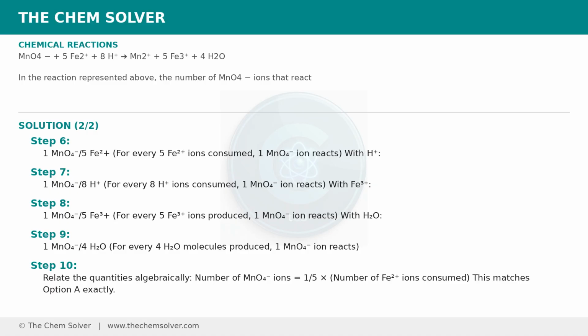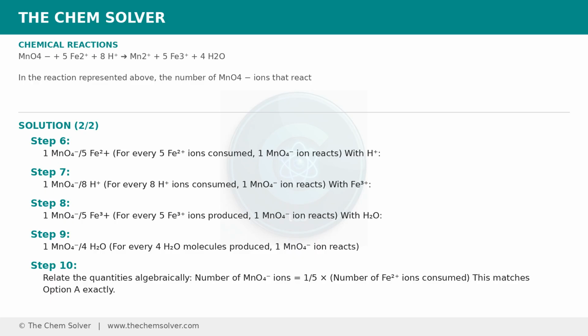With H⁺: 1 MnO4⁻ over 8 H⁺. For every 8 H⁺ ions consumed, 1 MnO4⁻ ion reacts. With Fe³⁺: 1 MnO4⁻ over 5 Fe³⁺. For every 5 Fe³⁺ ions produced, 1 MnO4⁻ ion reacts. With H2O: 1 MnO4⁻ over 4 H2O. For every 4 H2O molecules produced, 1 MnO4⁻ ion reacts.